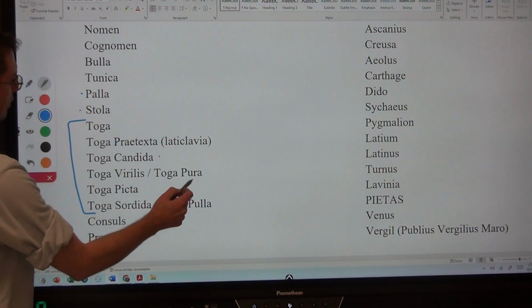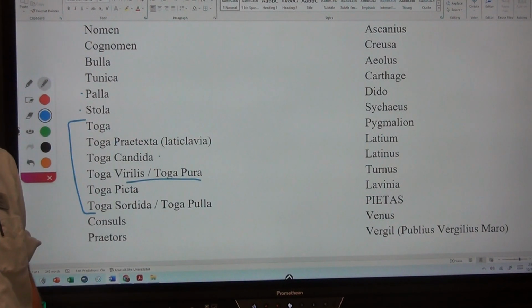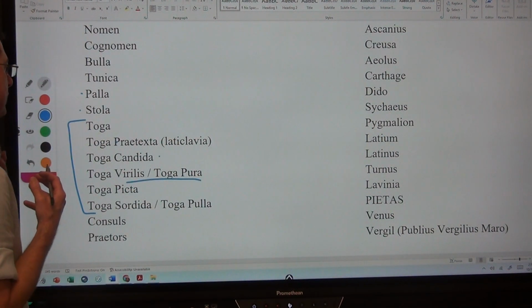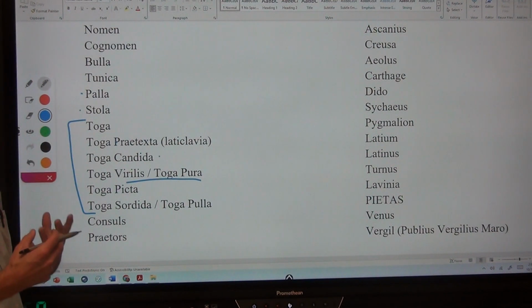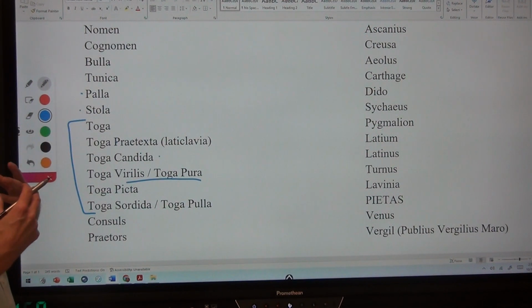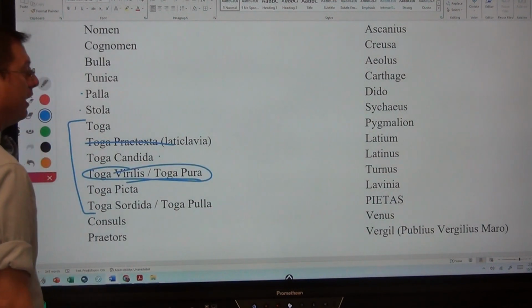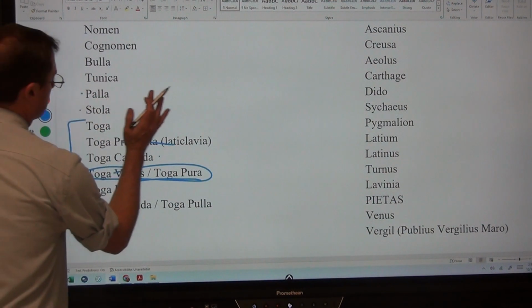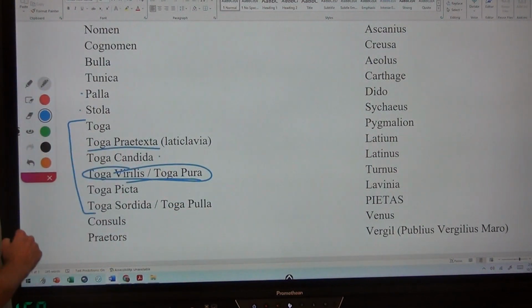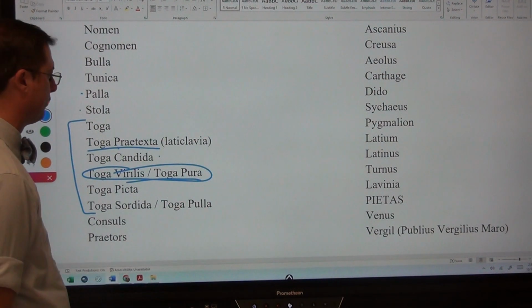Toga virilis, or toga pura, is the plain toga worn by adult men. When a child, like a boy Marcus, would come of age in his 16th year, he would get rid of the toga praetexta and put on the manly toga. If he were ever elected to the top spots of consul or praetor, he would then be wearing the praetexta again, but only in the year in which he was consul or praetor, and not thereafter.